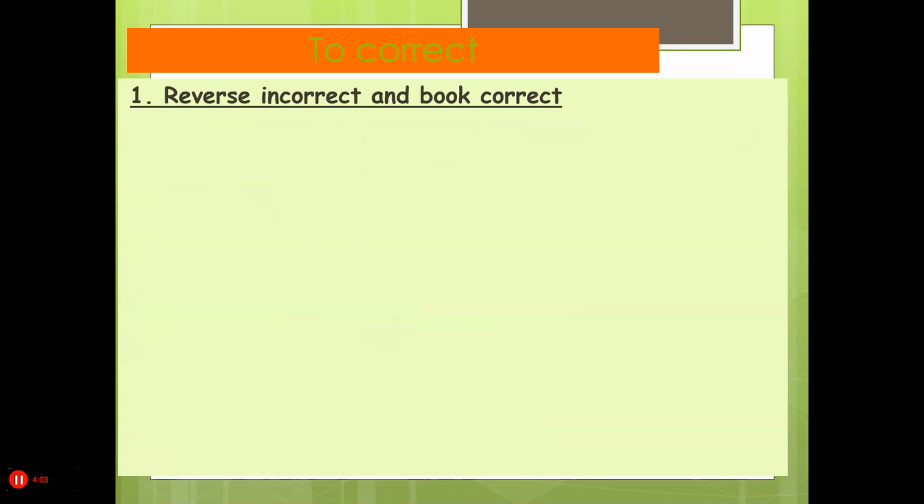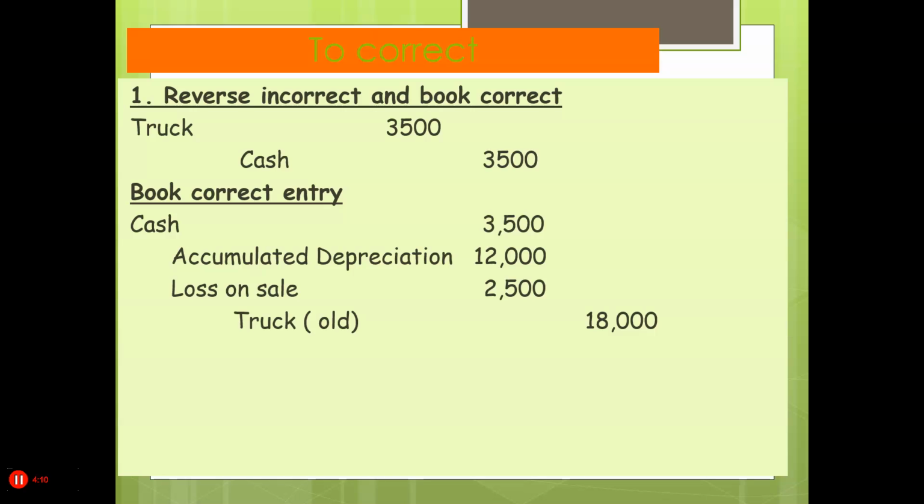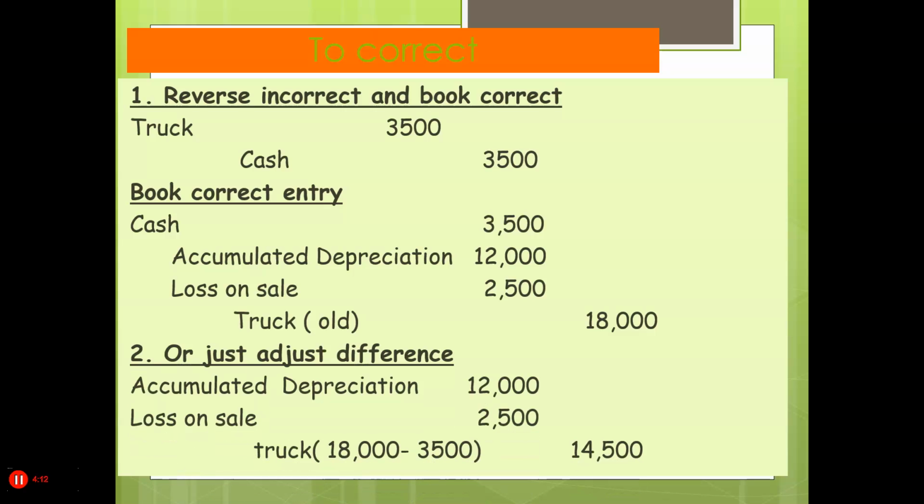Now, you have two ways you can correct this. The best way to do it would be to reverse the incorrect entry and make the correct, or to adjust the difference. But I would say do the other one because you leave a better trail. And when you're asked 10 years later what you were doing, you're not going to remember.